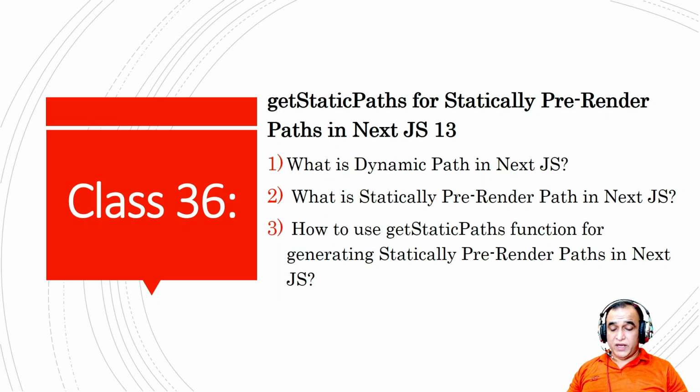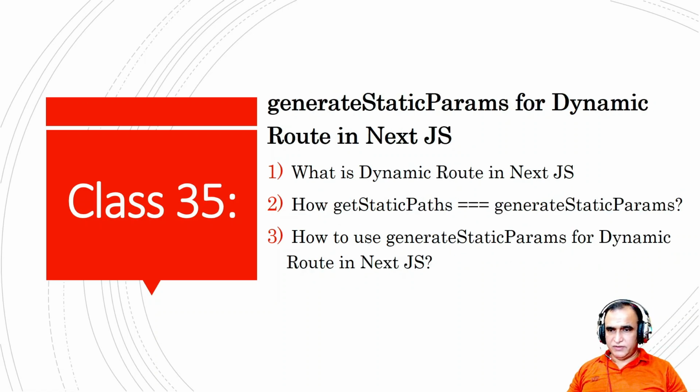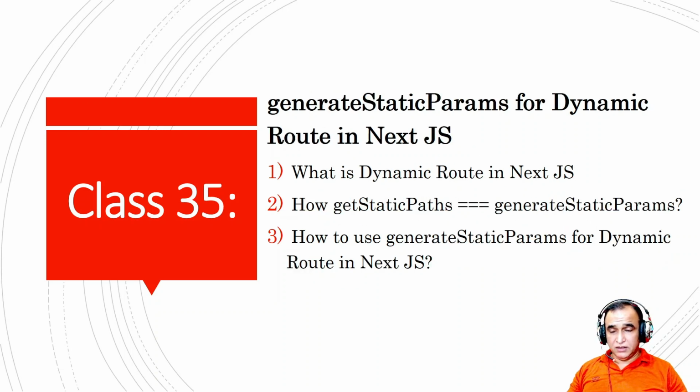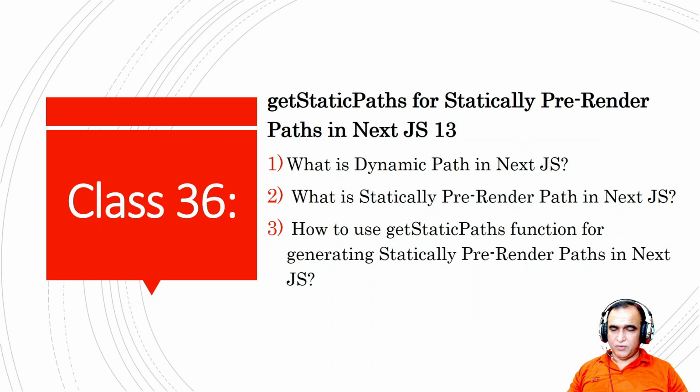In the last video we have seen the use of the getStaticParam function, which replaces getStaticPath in Next.js 13. Now in this video I am going to explain the use of getStaticPath for statically pre-rendering paths in Next.js 13. In the last video we generated a dynamic path, but there was one problem. That problem we are going to solve with the help of getStaticPath. So what is the problem and how can we solve it, that we are going to learn.